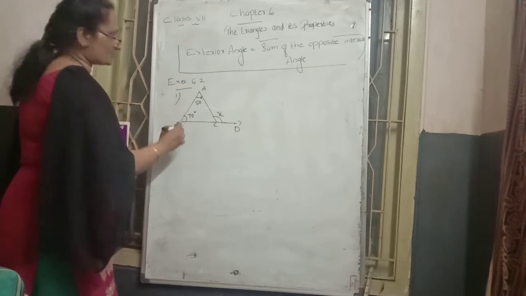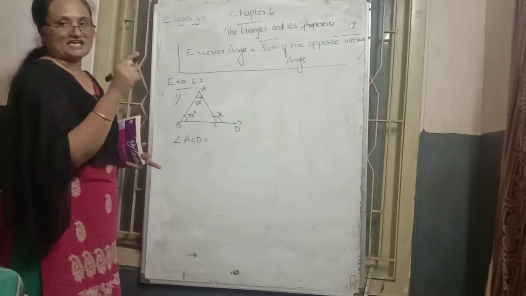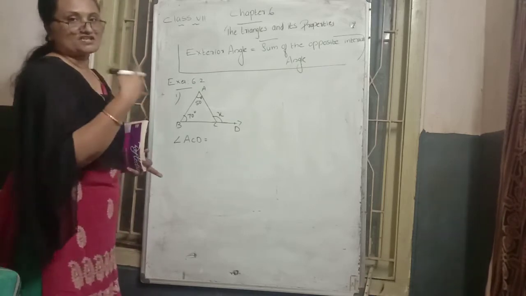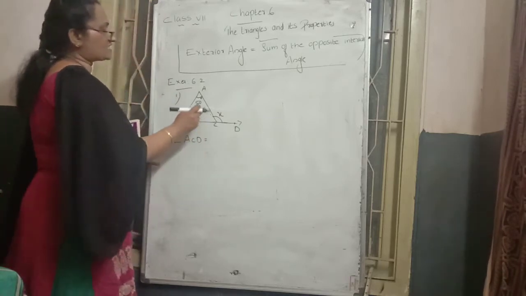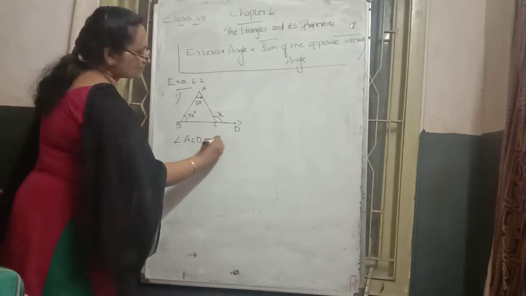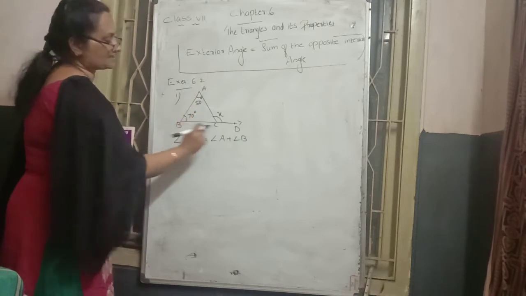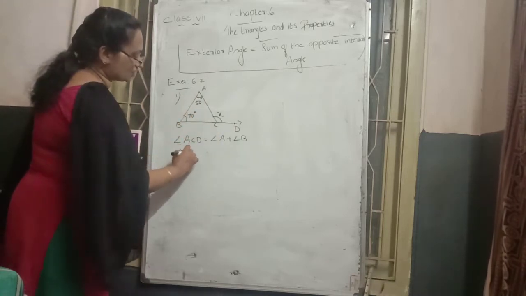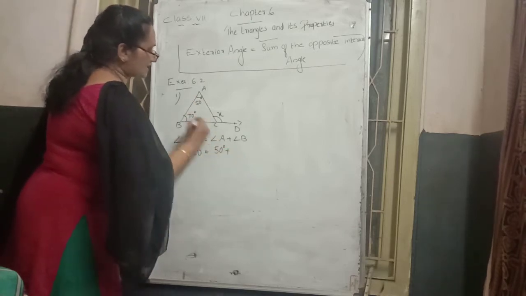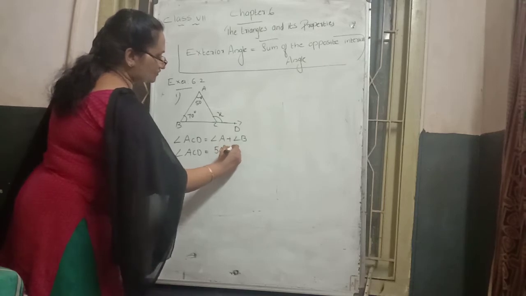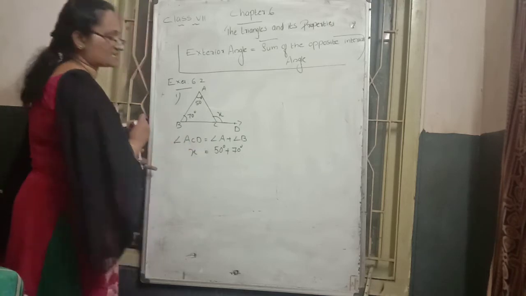So we can say exterior angle ACD is equal to angle A plus angle B. The alphabets are not in the question; for easy calculation, we generated them. ACD is the exterior angle, and the sum of the opposite interior angles is angle A plus angle B. We don't know ACD, which is given as x. Angle A is 50 degrees and angle B is 70 degrees.